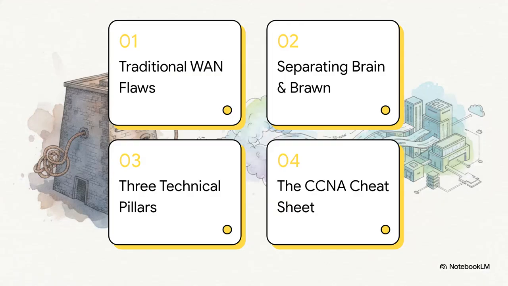To figure out why, we've structured this explainer into 4 quick sections. First, the flaws of traditional WAN. Second, separating brains from brawn. Third, the 3 technical pillars. And finally, a high-value CCNA cheat sheet.